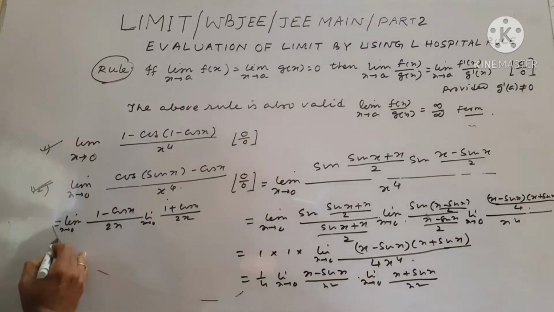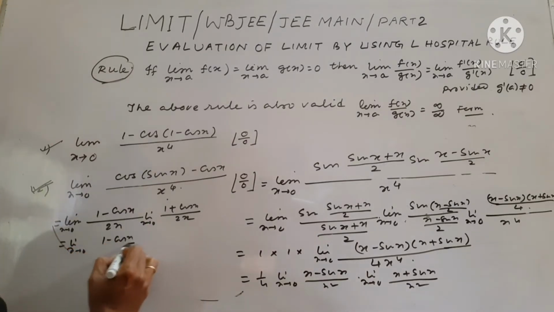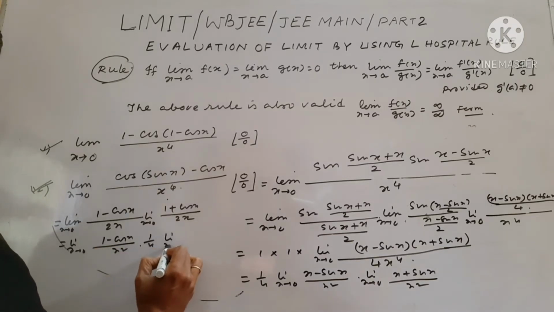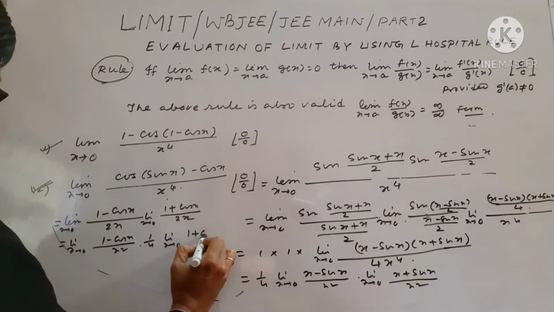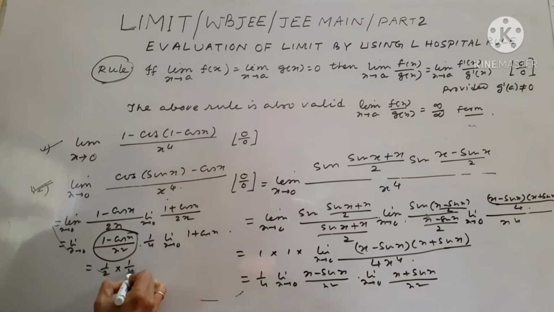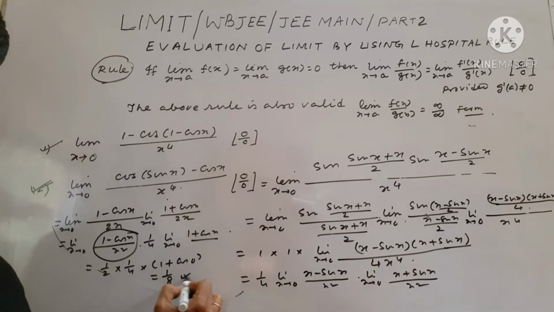Now look, limit x tends to 0, (1 minus cos x) by x square, into 1 by 4, into limit x tends to 0, (1 plus cos x). You know this is half. So half into 1 by 4, and this is 1 plus cos 0. So the answer is 1 by 8.